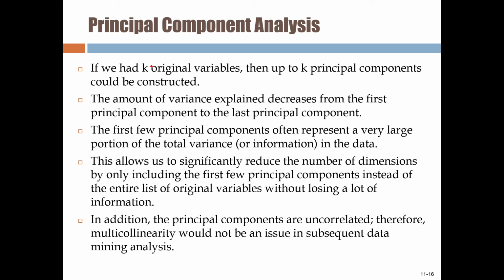Okay, if we have k original variables, then we can create up to k principal components. Again, this is just rotating and changing the axis. So we are not creating new data. If you try to create more than k principal components, that will violate the condition that all the principal components are uncorrelated with each other. Once you create more than k principal components, one of them would be a linear combination of the others, so it will be correlated.